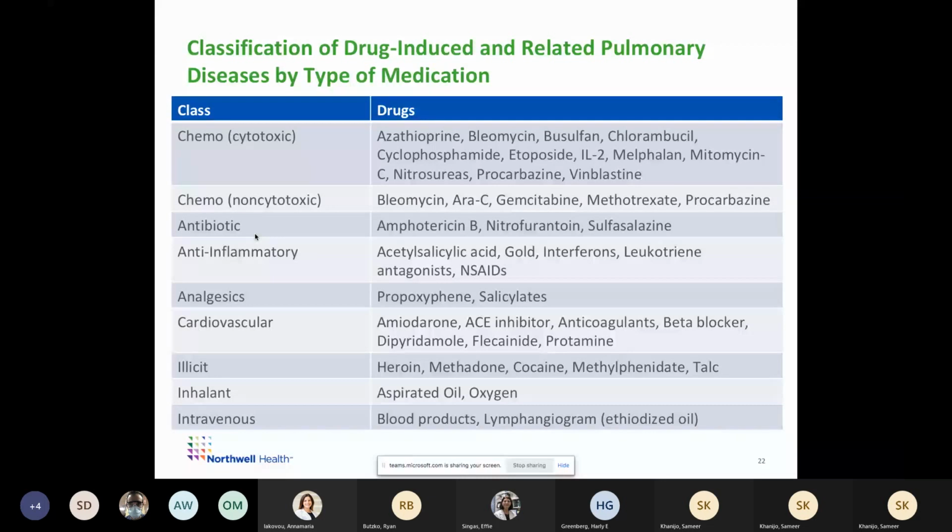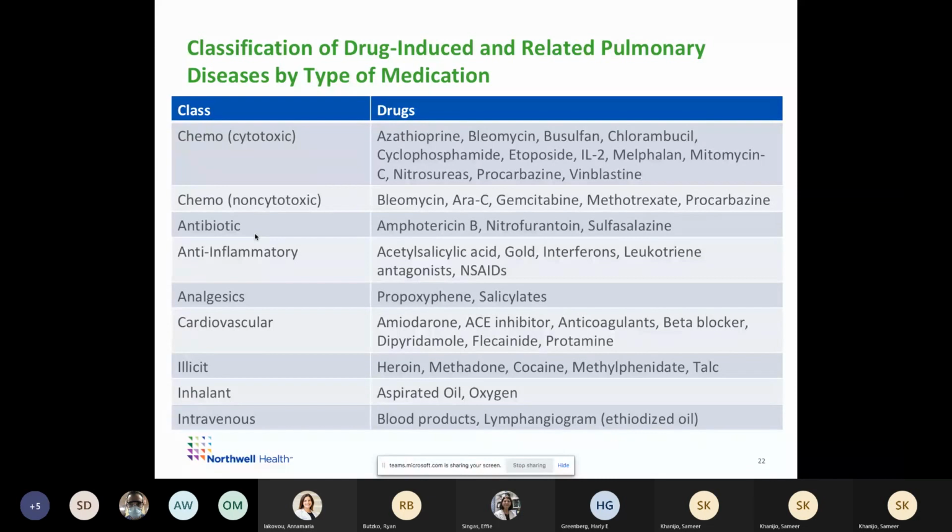There are chemotherapies that can cause cytotoxic effects, and chemotherapies that can cause non-cytotoxic effects. There are antibiotics, again amphotericin, nitrofurantoin, daptomycin, like we spoke about earlier, and anti-inflammatories, NSAIDs, aspirin, things like that. There are cardiovascular medicines. Another common one that we'll see is amio. Amio is probably the cardiac med that's tested the most.